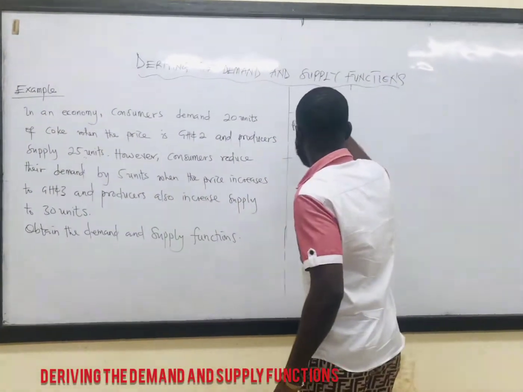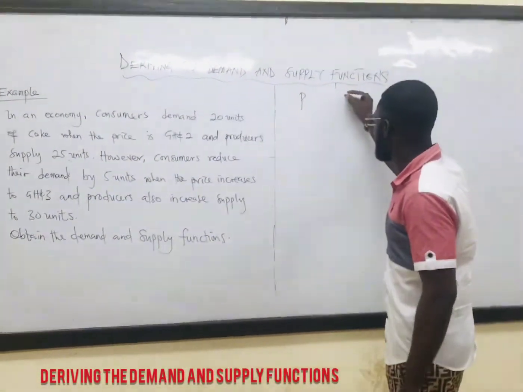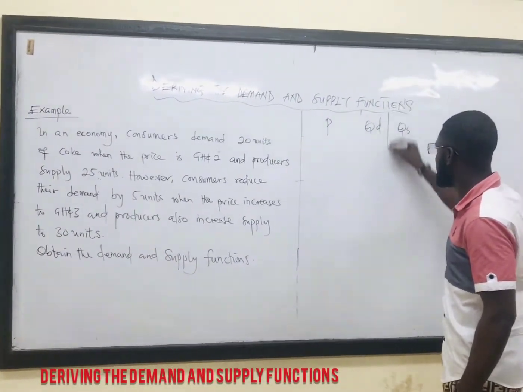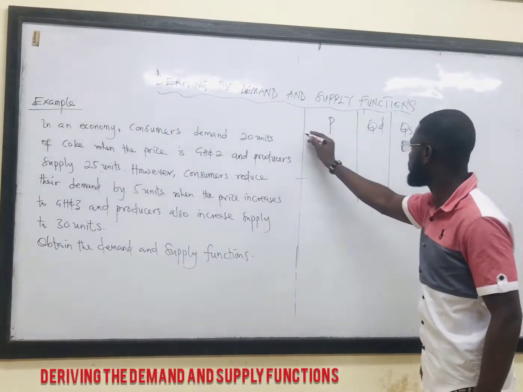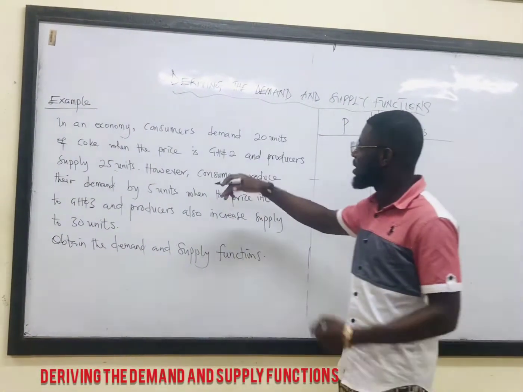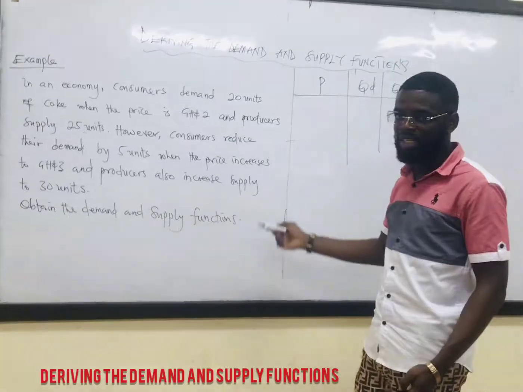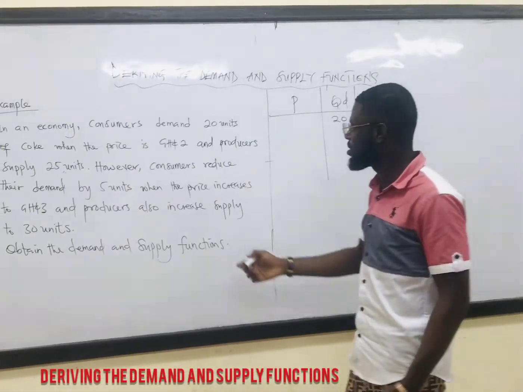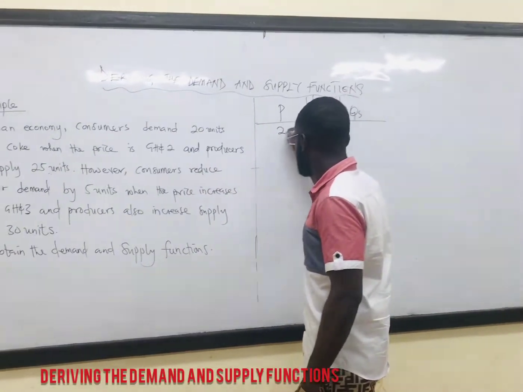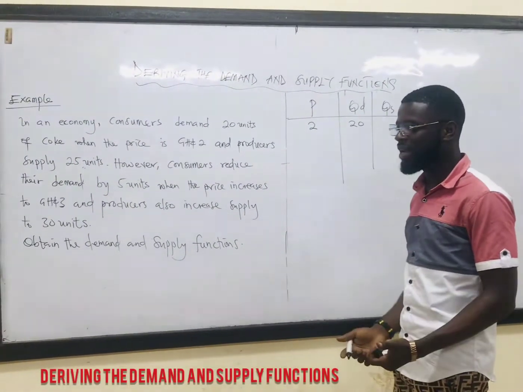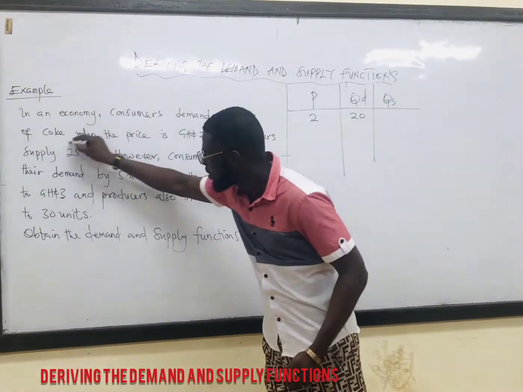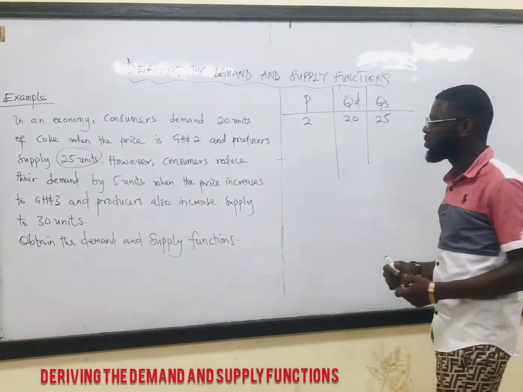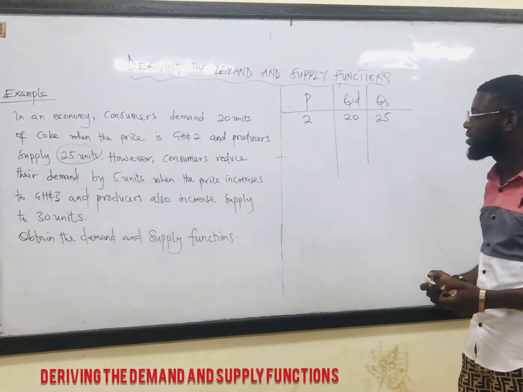So we have price in the question, we have quantity demanded, and we have quantity supplied. So consumers demand 20 units. That is quantity demanded. When the price was 2 Ghana cedis, 2. And what was the quantity supplied? That is 25 units. So we bring the 25 units as we have on the schedule.